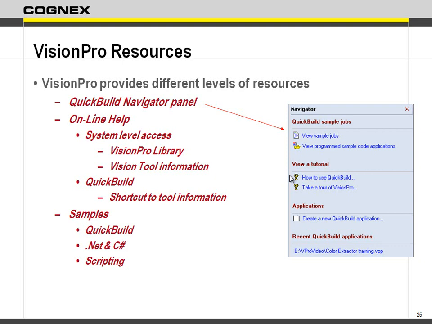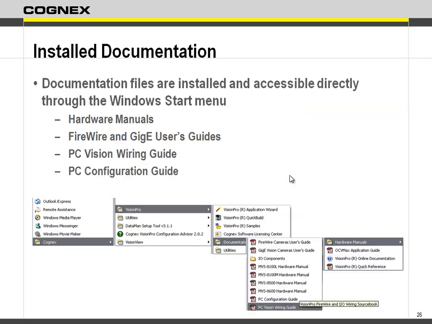Then it also will give us samples. We can get samples for QuickBuild. We can get it for .NET or C#, or even in scripting. So it gives us a lot of base. Where do we start? How can we try to get assistance for this?